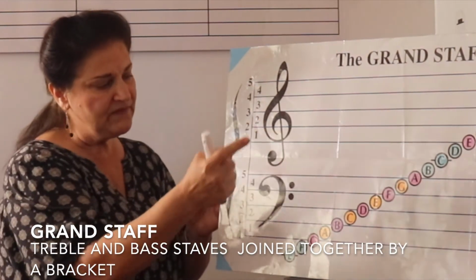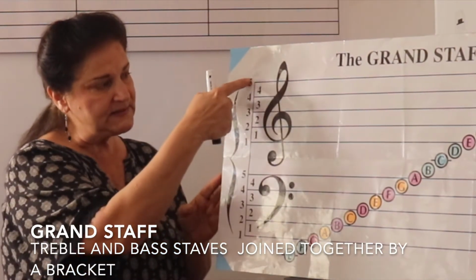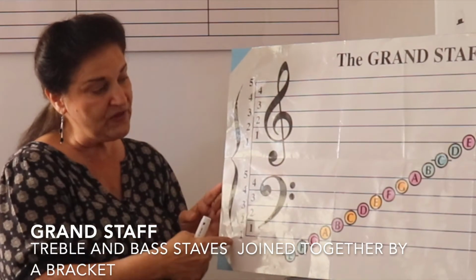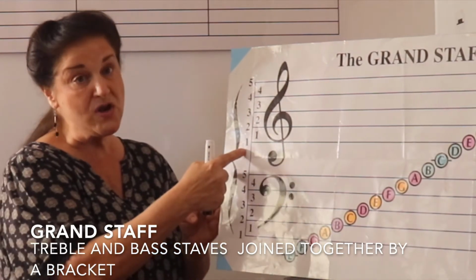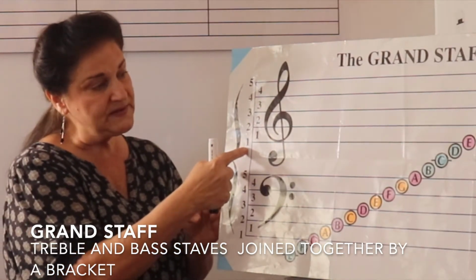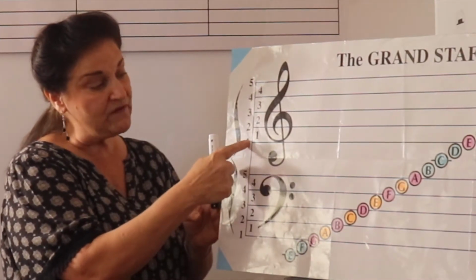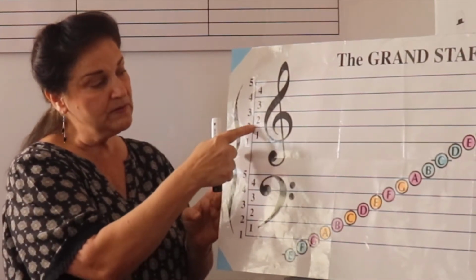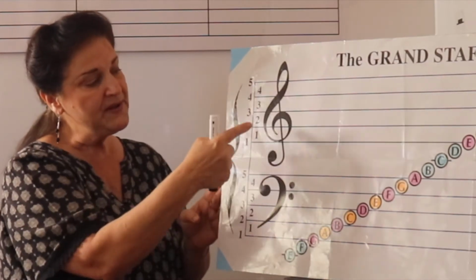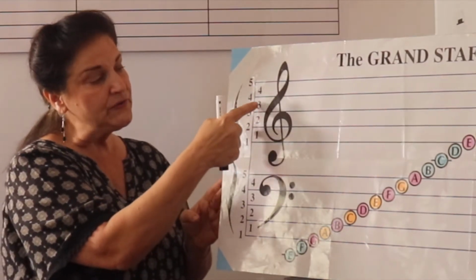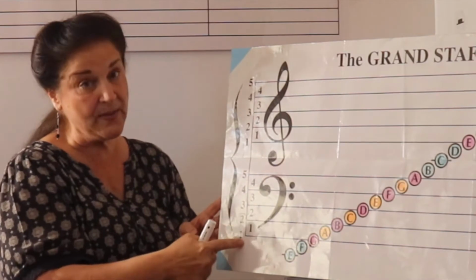It's the treble clef and the bass clef, held together with a bracket. Remember that we number the lines and the spaces of the staff from the bottom up. So we have our line 1, line 2, 3, 4, 5, space 1, 2, 3, 4. Same thing on the bass clef.